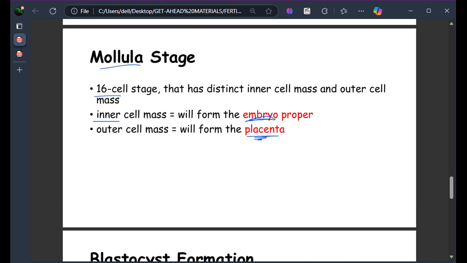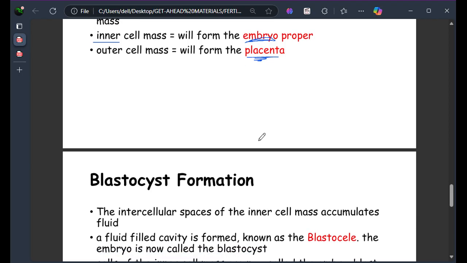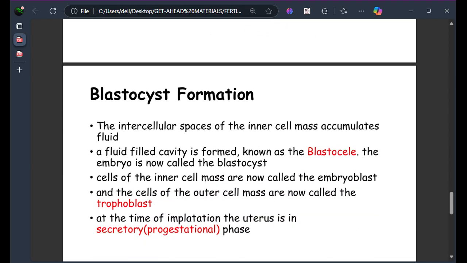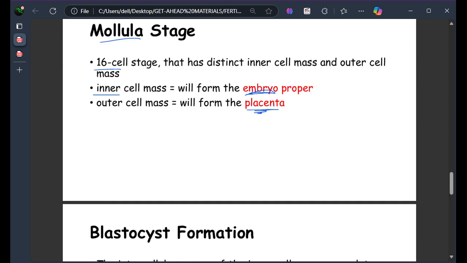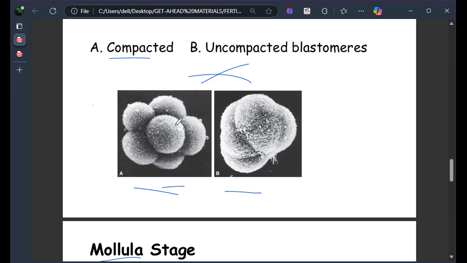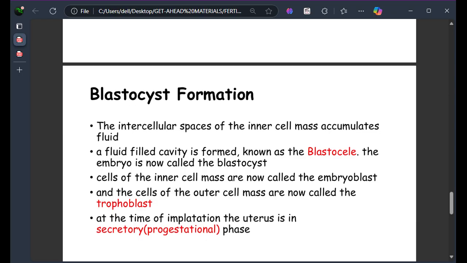Okay, so the morula stage, we have talked about it. Once that morula starts to grow a little bit in size, there is what is known as blastocyst formation. So what happens during blastocyst formation? The morula will start to accumulate some fluid in the intercellular spaces. That means the spaces between the cells of the morula will start to fill up with some fluid. And then once that happens, that fluid-filled space will be called the blastocele, and the morula will now be called the blastocyst.